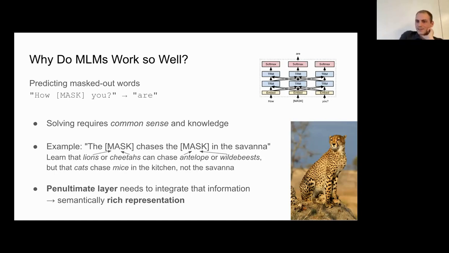And this is exactly the knowledge that, I mean, the output is being computed here in the softmax. So this is exactly the knowledge that is contained in the vector that the model uses internally at that position. This contextualized vector that I said you could use in your downstream tasks. Yeah. So saying it in one sentence, that's the first bullet point: solving it requires common sense and knowledge.